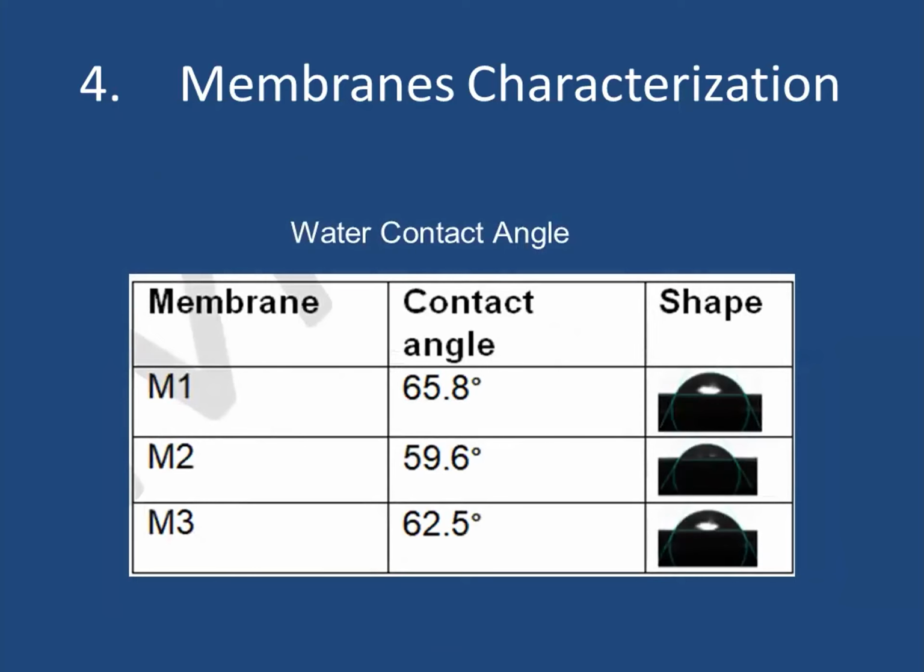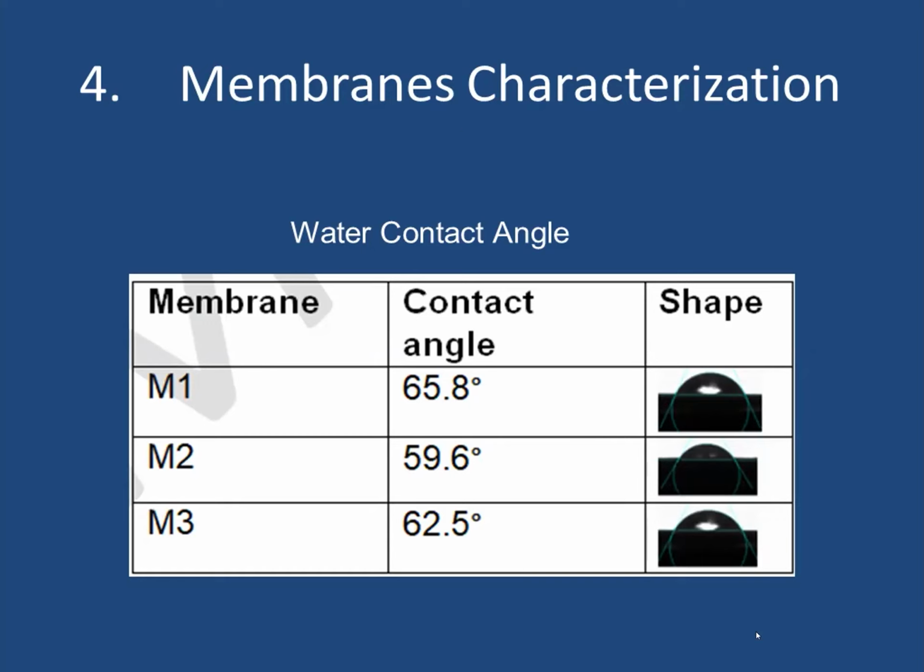After that, we made another membrane characterization, which is water contact angle using a water angle meter. This characterization is to identify the hydrophilicity of the membrane. The lower the water contact angle, the more hydrophilic the membrane.